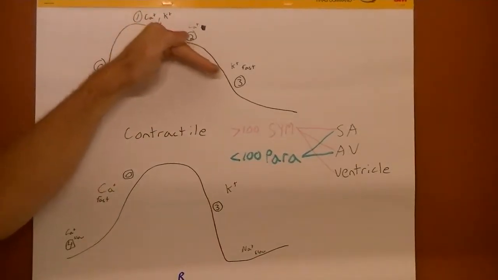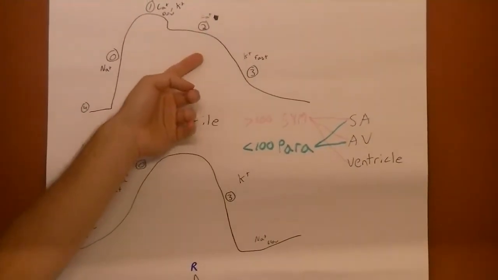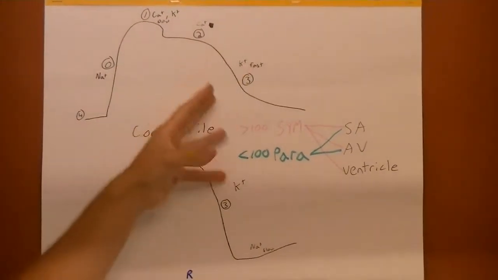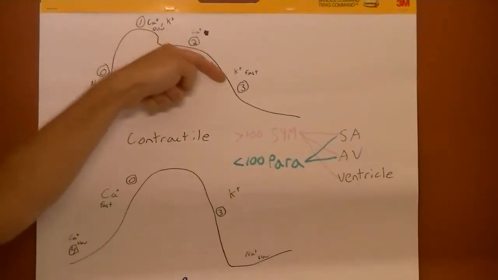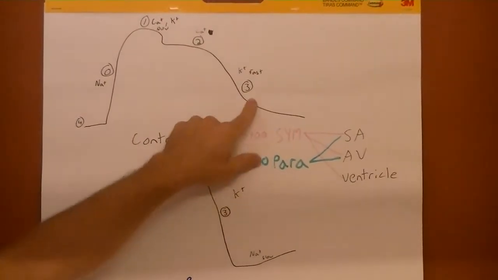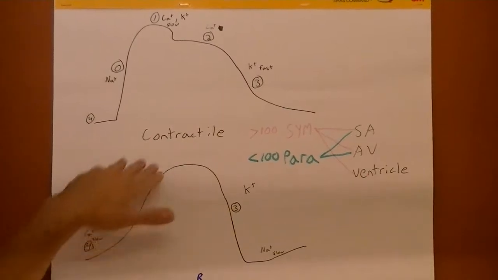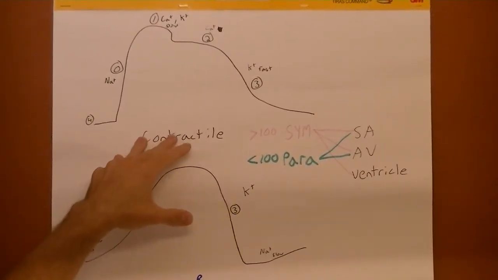It'll continue to go down. Calcium is flowing in at phase 2, as well as potassium still coming out slowly. Finally, it starts to repolarize quickly, which is phase 3. That's potassium coming out fast. Again, this is for contractile tissue.